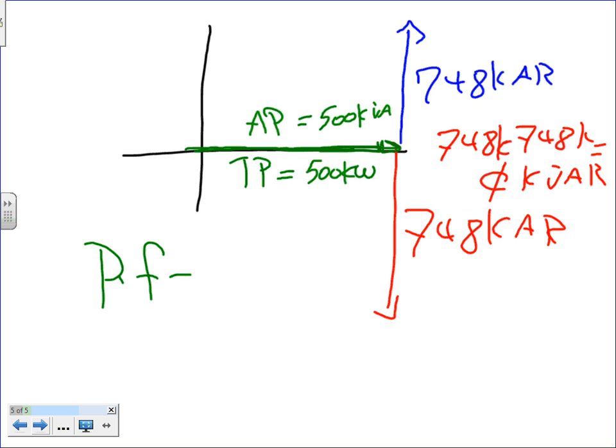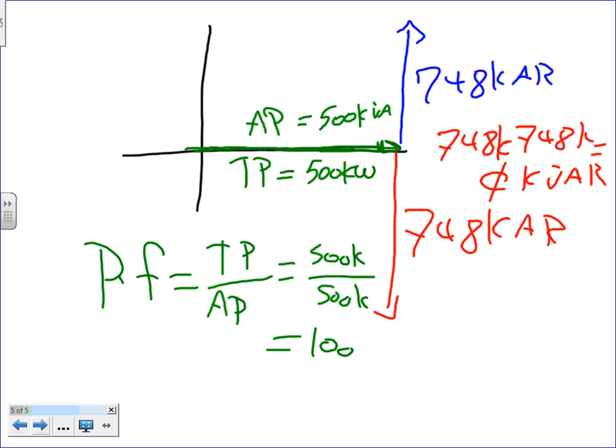Then let's find the power factor. Power factor equals true power over apparent power, equals 500 kW over 500 kVA. I don't know about you guys, but this is 100%. That's correcting to 100% power factor by adding the same amount of capacitive kVAR to the system, equivalent to the kVAR that the system has. Any question, guys, about this?